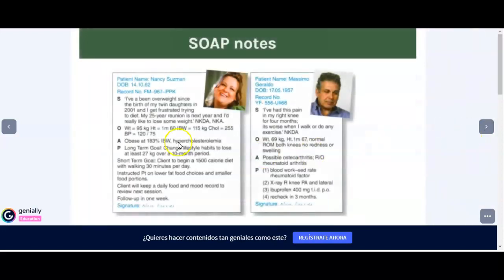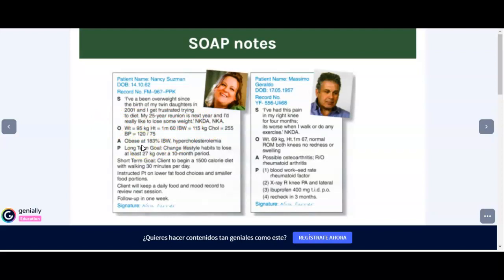Observe the following examples. On this side, we have this patient whose name is Nancy Sussman. And here we have her information. In this case, in the subjective part, it says that I've been overweight since the birth of my twin daughters in 2001, and I get frustrated trying to get on a diet. Then here we have the objective, and then we have here the weight, the height, the ideal body weight, the cholesterol, and the blood pressure. Here we have something interesting. Nothing of what I mentioned is written completely, so we're going to check this in a second.